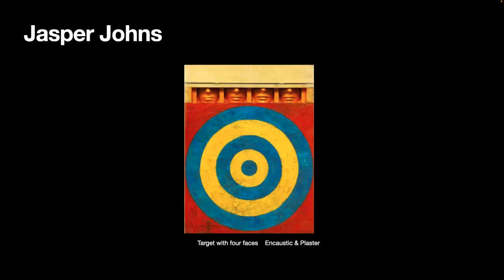This is another work by Johns. It's called Target with Four Faces. This is encaustic and plaster. In this work, Johns effectively merged painting and sculpture while wittingly engaging the viewer with things which are seen and not looked at.